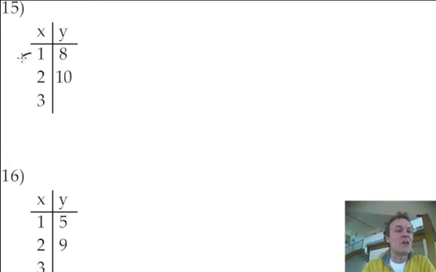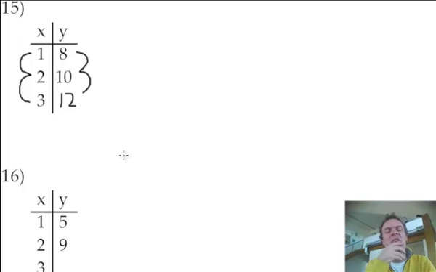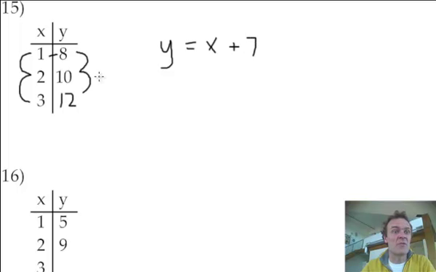As this goes up by 1, this is going up by 2, so I think the next one should be 12. Now, here's an interesting thing. The students in the class were discussing this one and asking, what's the equation? Based on the first one, if y equals x, and I add 7, that'll give me 8, 1 plus 7. But if I add 7 to this one, I should get 9, but it's 10, so that can't be right.